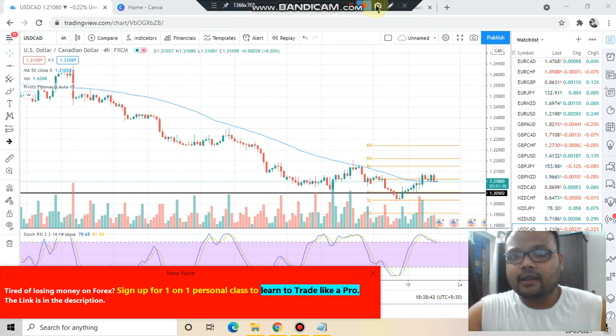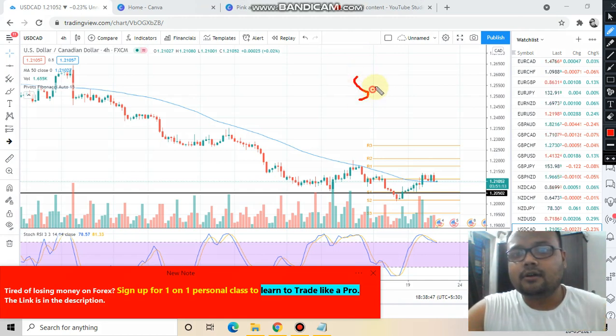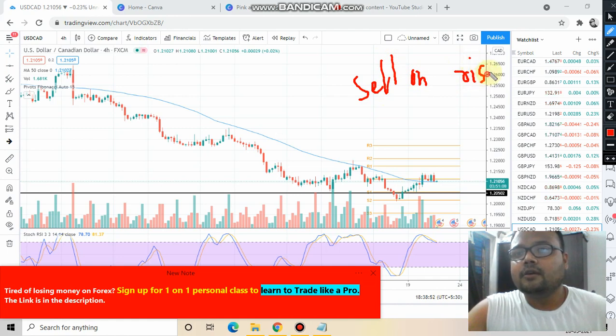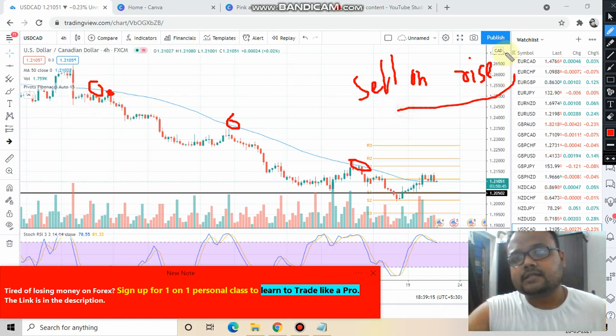So in a downtrend market, the strategy usually is very simple. It's always sell on rise. It means we just need to find a resistance, and when the market hits the resistance and reverses, we just short the market. Here the 50 moving average was acting as a resistance. Whenever the market was going up, it was getting resistance from the 50 MA and it was the perfect opportunity to short the market. It was a sell on rise market.